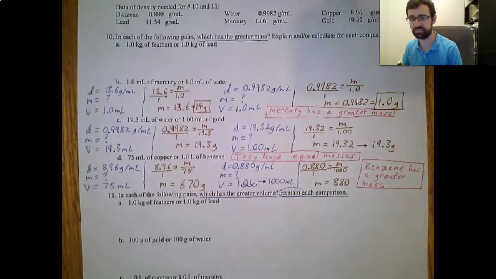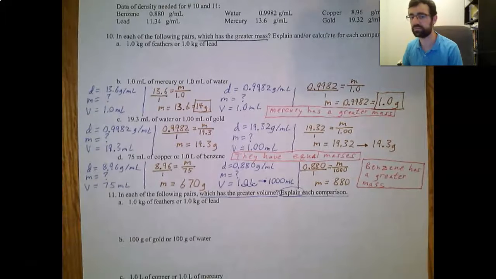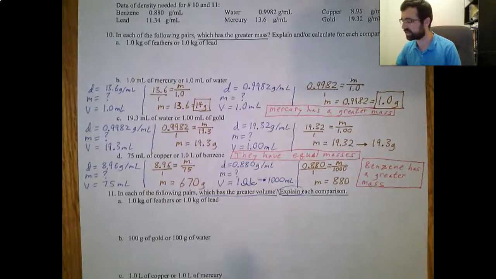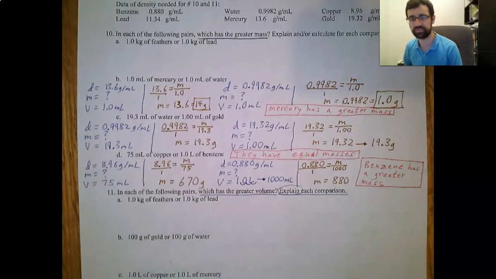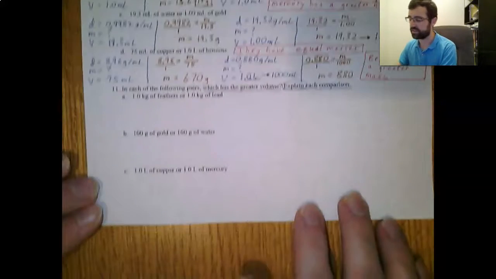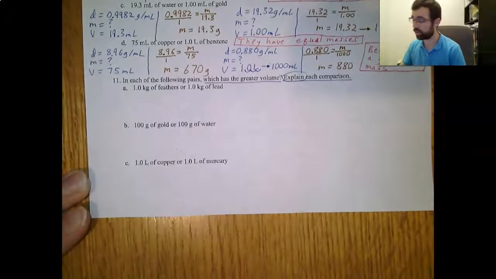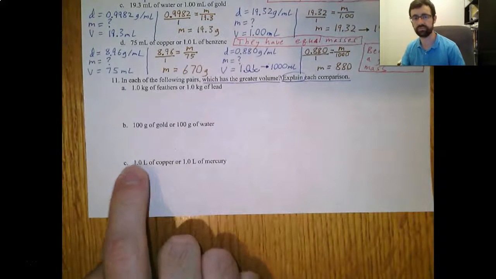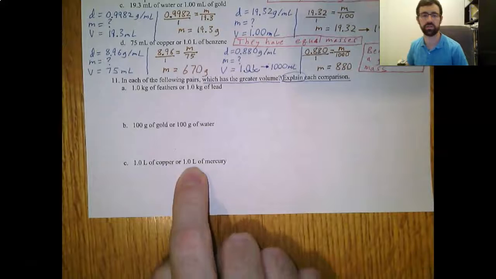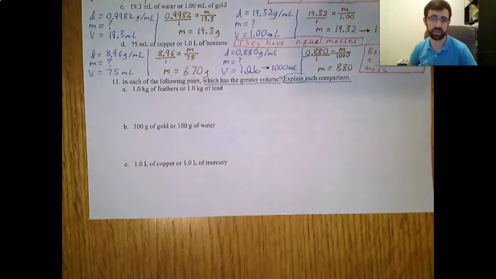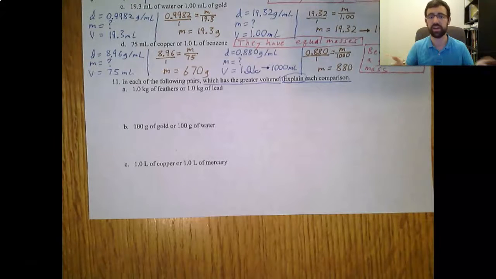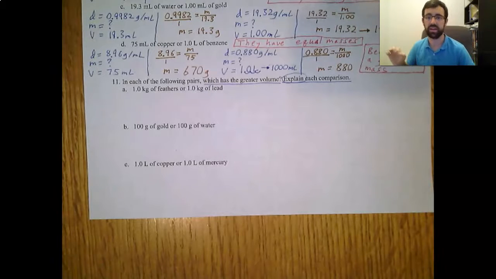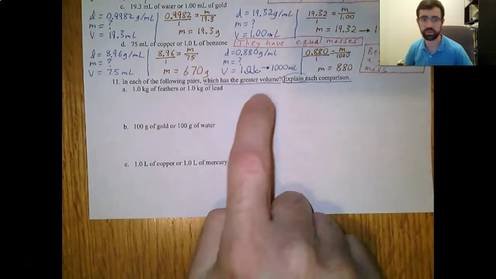Right? Or do we? Which has the greater volume? This is a unit of volume. 1.0 liters of copper, 1.0 liters of mercury. Those are both volume units. Since we have the same number, same units, and they're both volume units, I don't even have to worry about what it is. I know that they have the same volume. This is the same number, same units, and it is a volume unit.